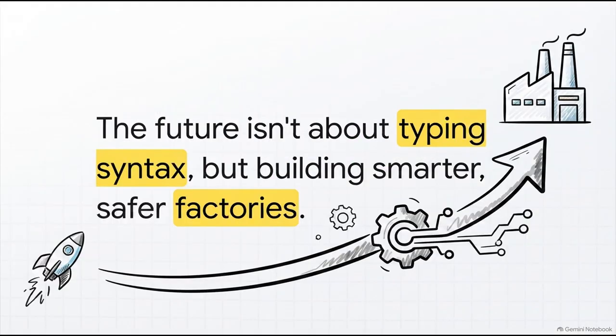So the crucial point is this. The future of engineering isn't about typing syntax faster. It's about building smarter, safer factories. It's about clear intent articulation, meticulously defining architectural invariants, and deploying the exact circuit breakers we explored today. By mastering the Antigravity CLI lifecycle, you aren't just coding. You are securely orchestrating the next generation of software development.